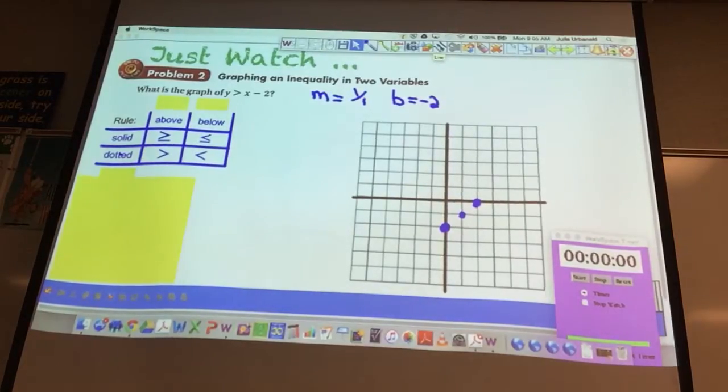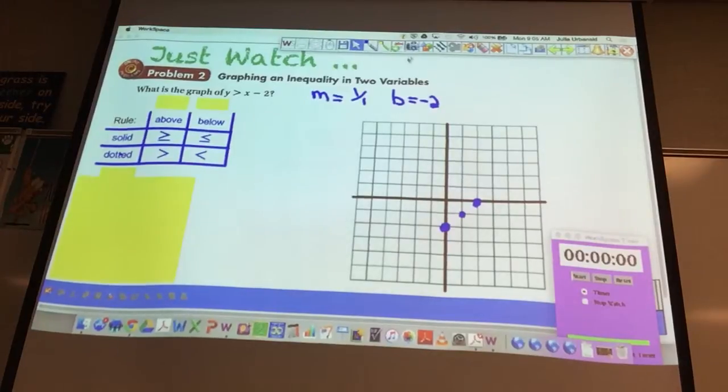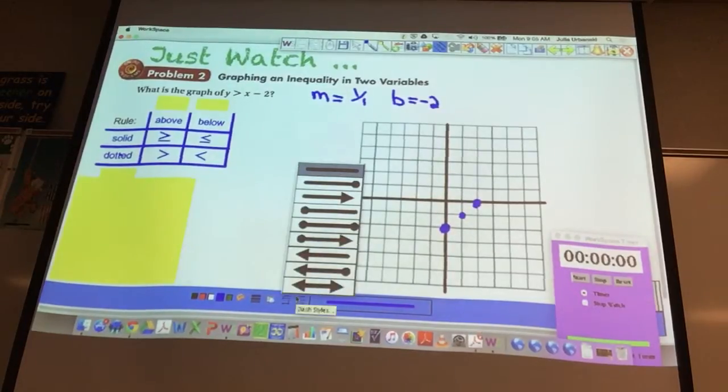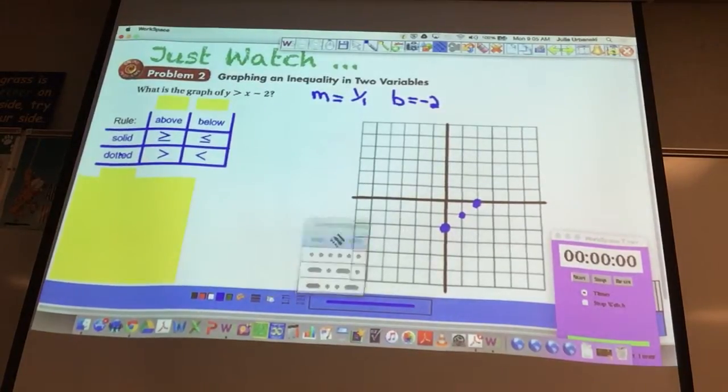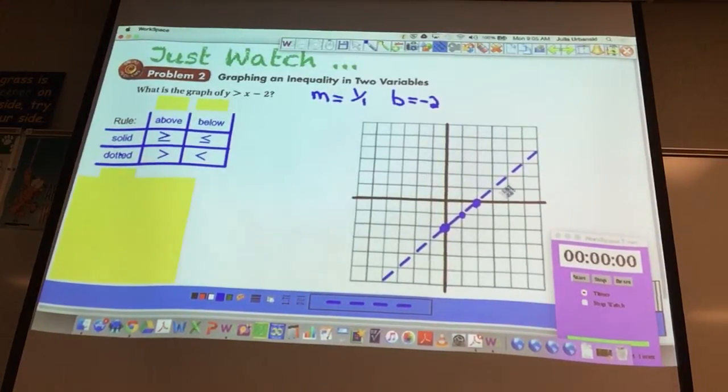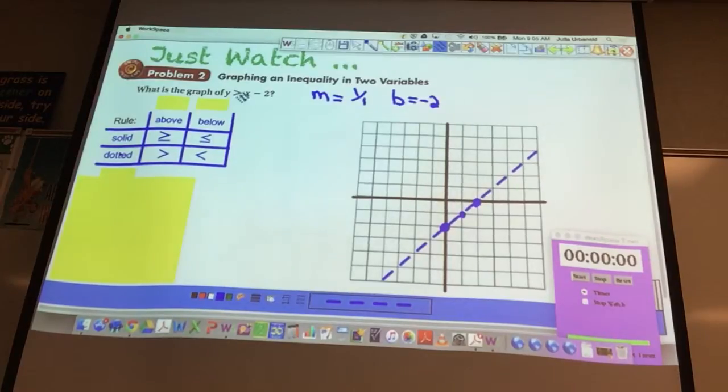So what you do right now is we draw a dotted line. Just watch this. I know you don't have this. And you're going to have to make it dotted, because the line is not included. It says only things that are greater.